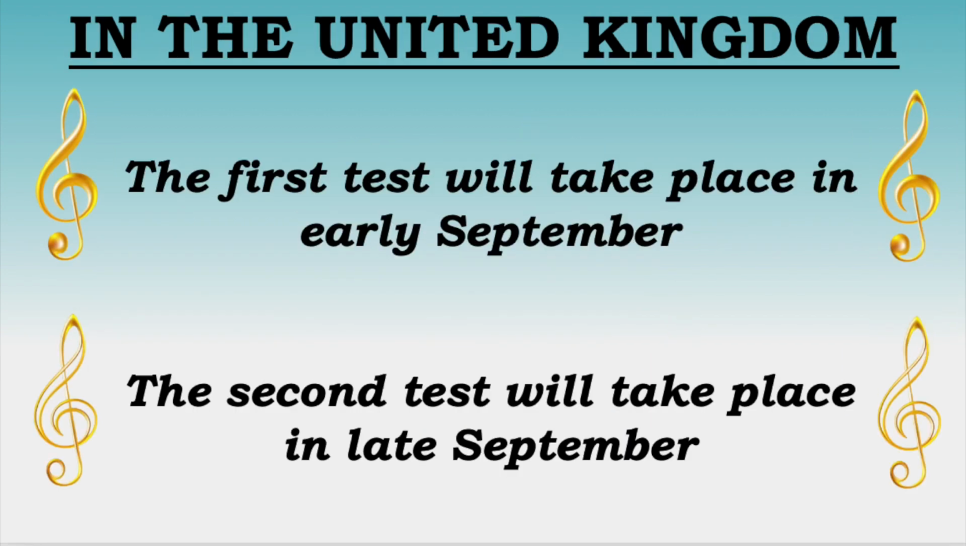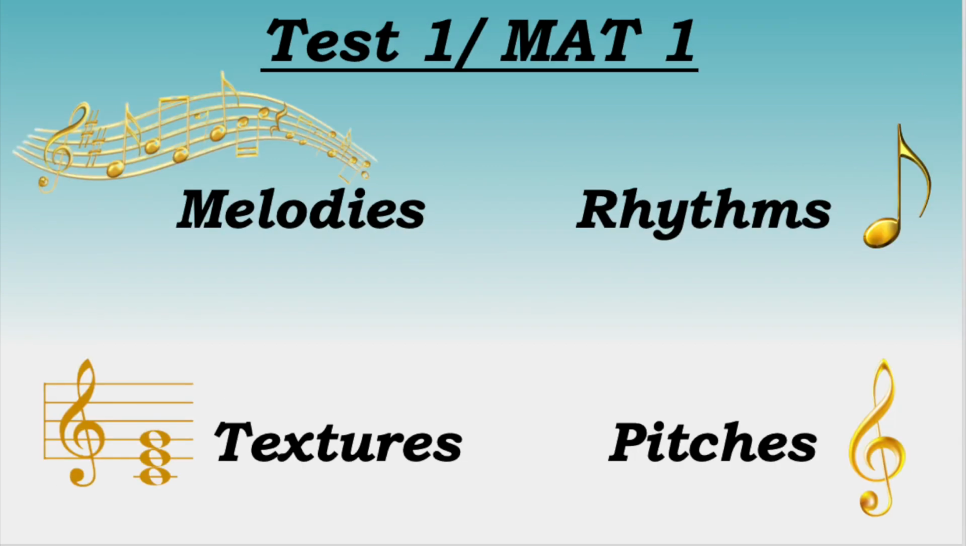In the UK, the MAT is in 2 tests. The first test in early September and the second test in late September. The first test, or MAT 1, will have 60 questions, each question covering the basis of music, which is rhythms, pitches, melodies, and textures, also known as chords. The questions will not be distributed evenly between sections, so there won't be 15 questions in each section.